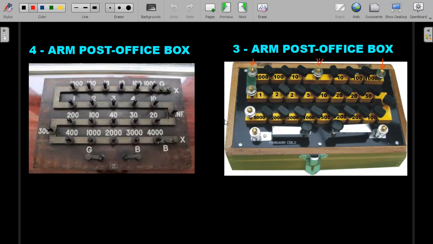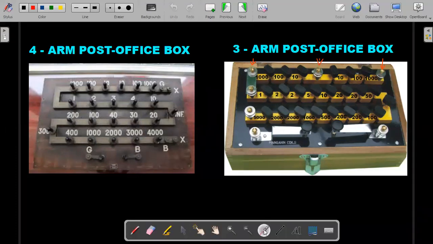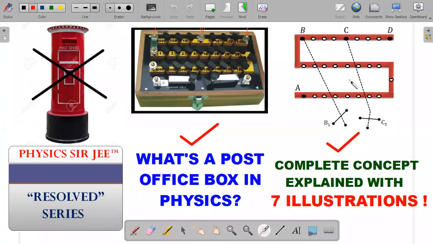So the basic picture of any practical post office box looks like this. The left hand side diagram is something which is called a 4-arm post office box. You could see there are 4 arms, 1, 2, 3, and 4, whereas a 3-arm post office box would have just 3 of them. It looks like the shape of S, as you could see in the thumbnail itself.